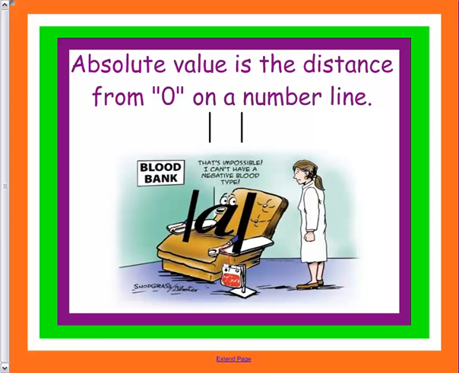Absolute value is the distance from 0 on a number line. You need to write down that definition, and here is the symbol that we use for absolute value. Here's a cartoon. That's impossible. I can't have a negative blood type because A is in the absolute value sign, and if she's telling him he's negative, well, that can't be true because A can't be negative when it's in an absolute value.